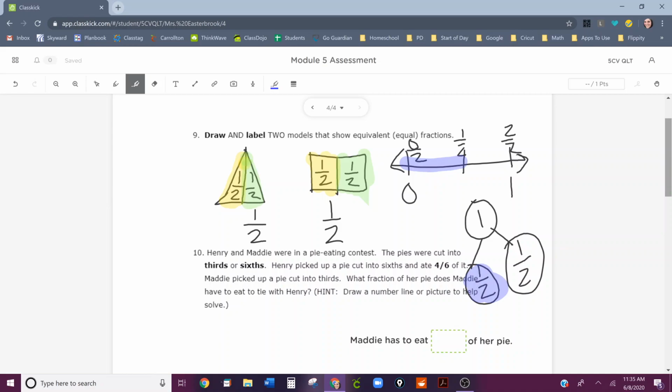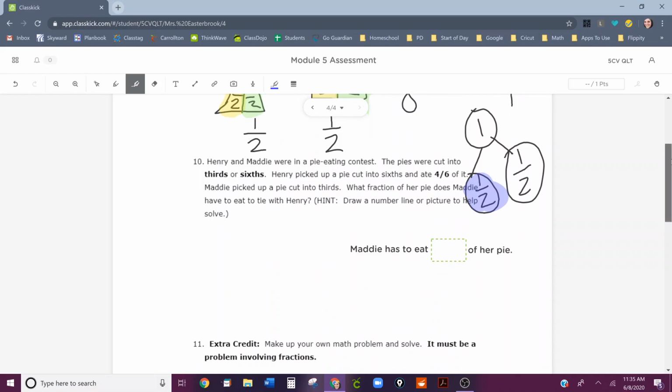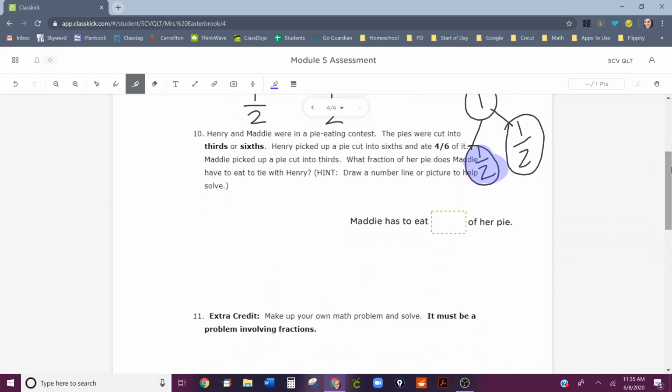Okay, however you wanted to represent it, as long as you were showing equivalent fractions and you both drew and labeled, then that was worth up to 2 points. All right, so let's go ahead to number 10. I'm just going to erase this so we can see.